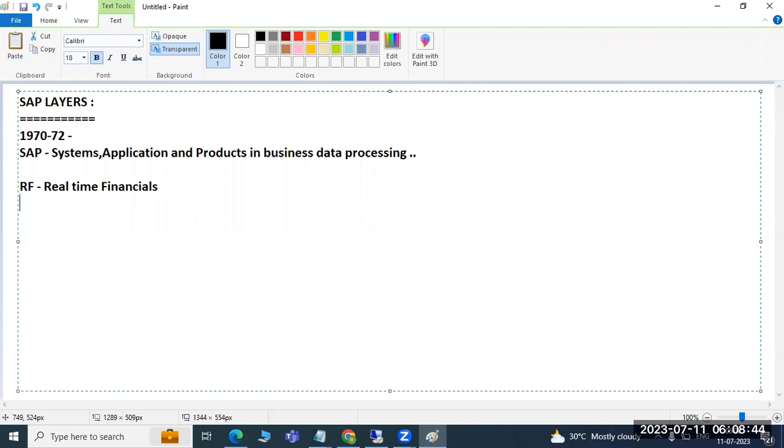If I talk about the different versions in SAP, after that they released the R1, the real-time tier 1 architecture. This was released in 1973. So, real-time tier 1 architecture. Tier 1 architecture means, let me write it here.